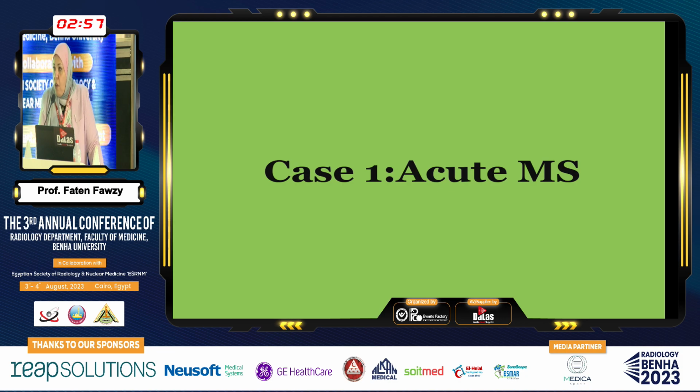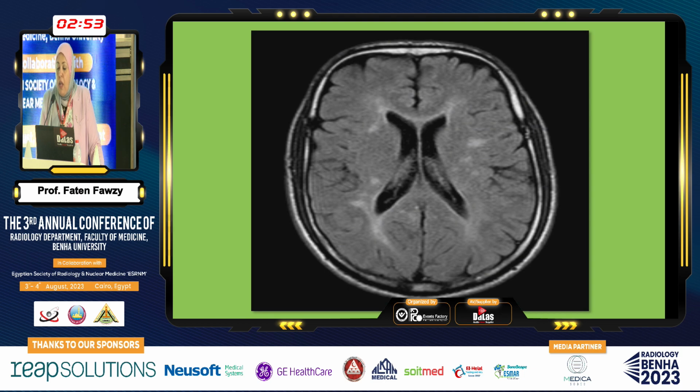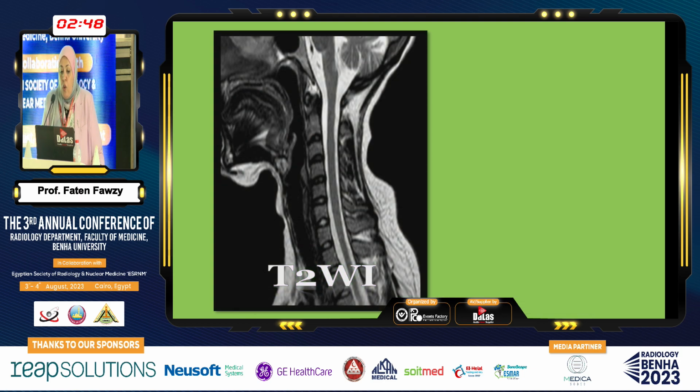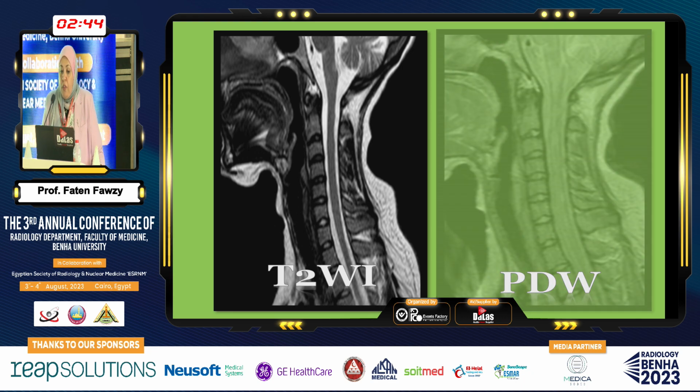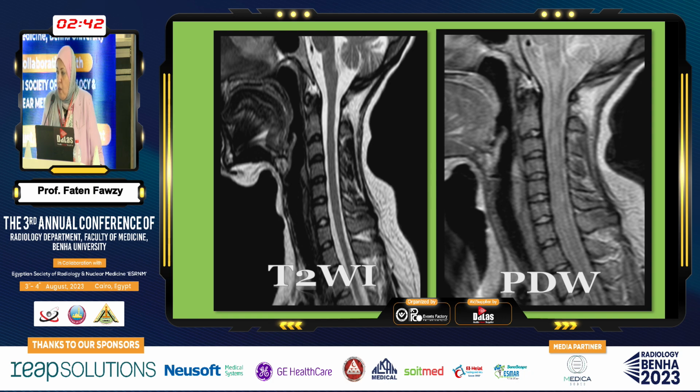Some cases from our study. This is a case of acute MS with plaques on the conventional MRI, different sequences. The cord on T2 weighted image is completely normal. The field of view is adjusted, and we use the proton density sequence that detects multifocal areas of myelopathy within the cord in this patient.